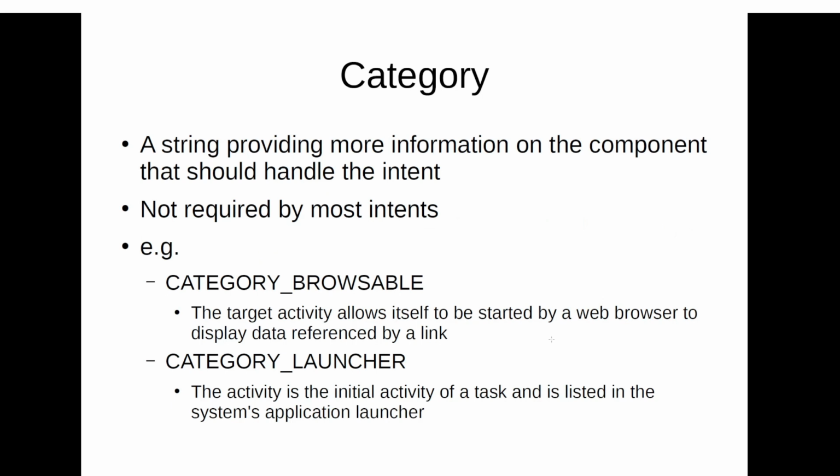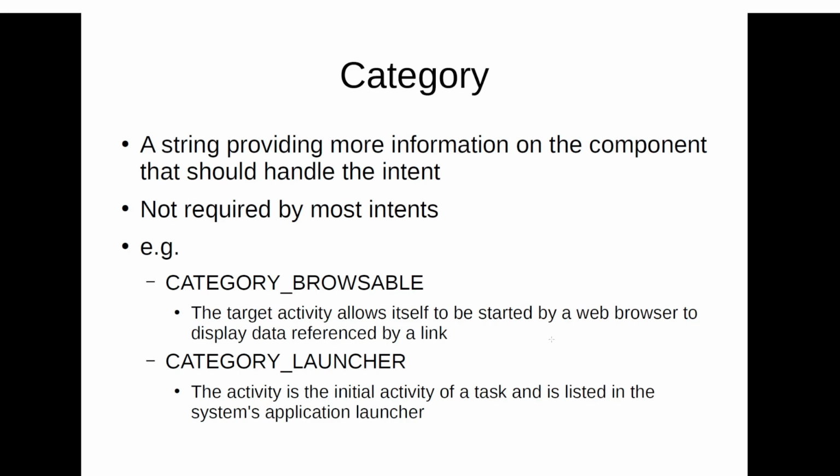A category is a string that gives some more information on the component that should handle the intent. You do not need to explicitly specify a category for most intents. Additionally, whenever you create an implicit intent, Android will automatically add the default category for you to help in intent resolution.